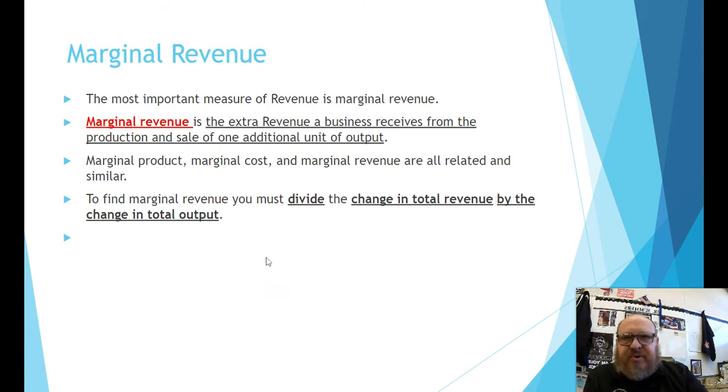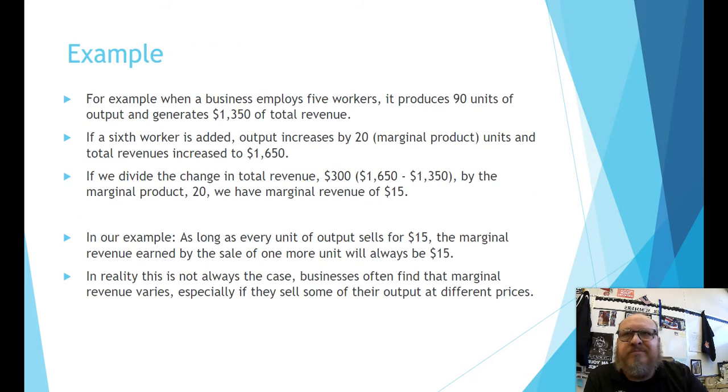And to find that marginal revenue, you have to divide the change in total revenue by the change in total output. Okay, so make sure you have that in your notes because you may be asked to do that kind of math, simple though it is, on a test question. So here's our example. A business employs 5 workers. Those 5 workers produce 90 units of output and generate $1,350 of total revenue.